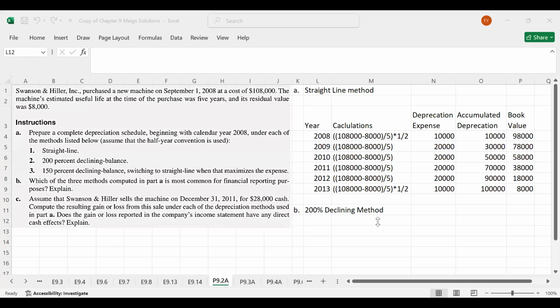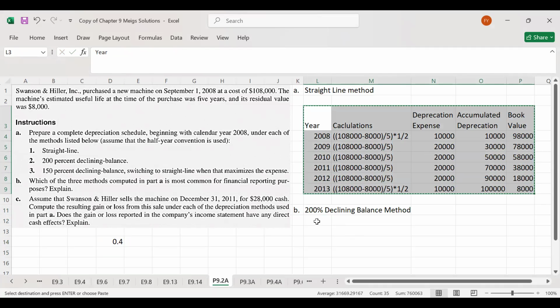So in 200% declining balance method, we need to calculate a rate of depreciation, which is 1 divided by useful life. So useful life is 5 years. In this way, we calculate straight line method rate. And then we multiply it by 2 because this is 200% declining balance method. So we multiply it by 200%. So this is the way of calculating rate for 200% declining balance method, which is 40%. So this is the rate which we are going to use while calculating depreciation under 200% declining balance method, 40%.